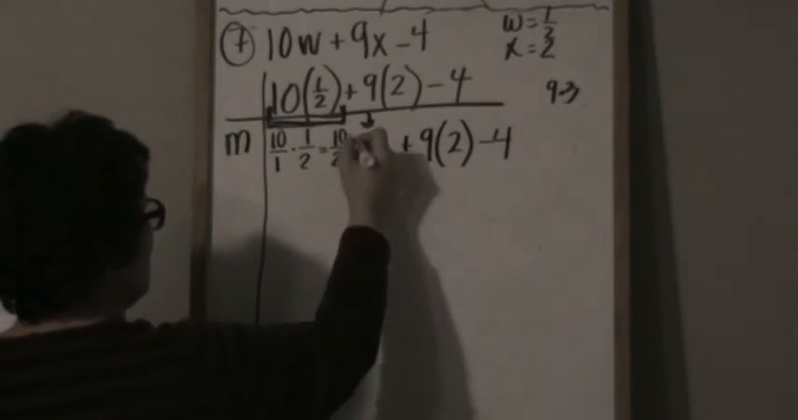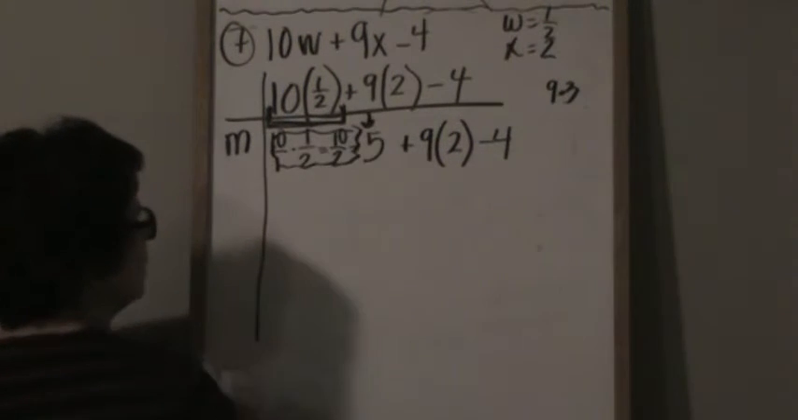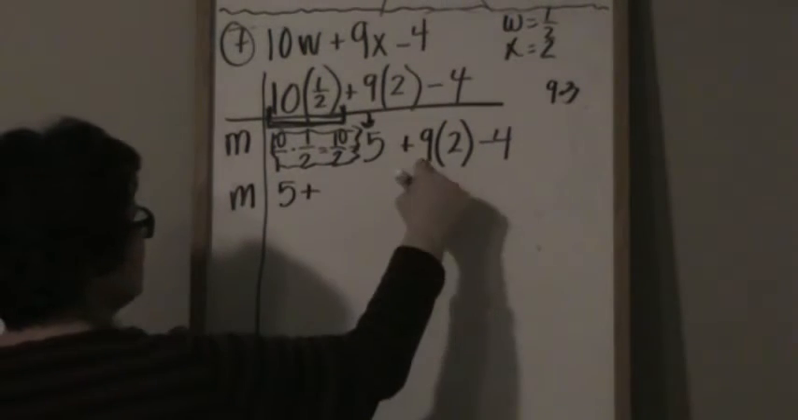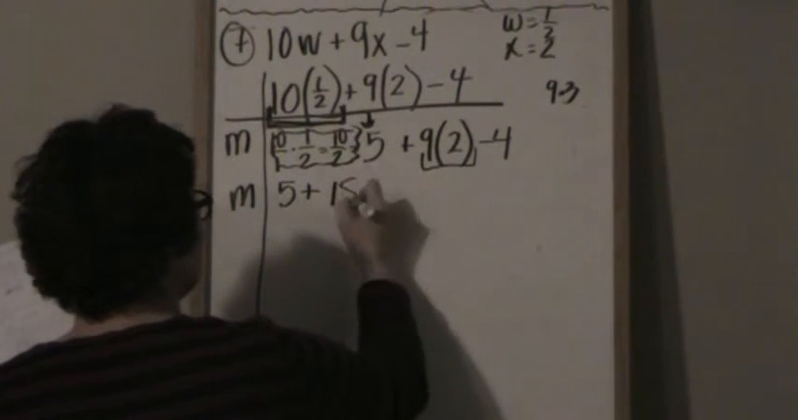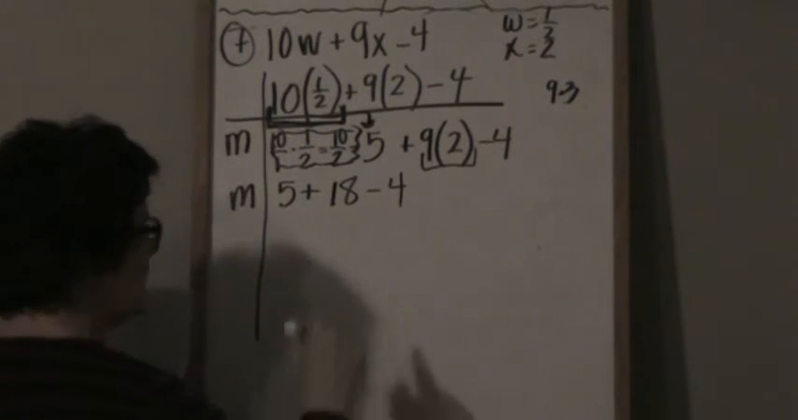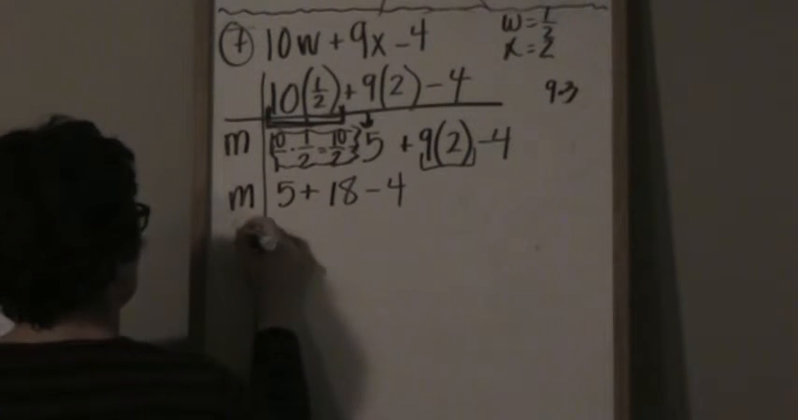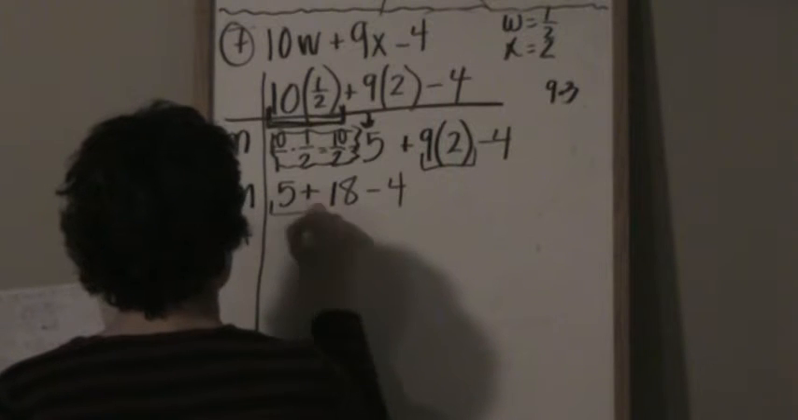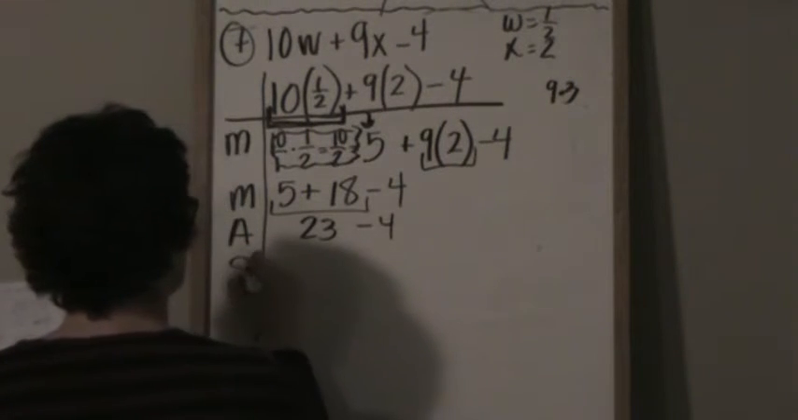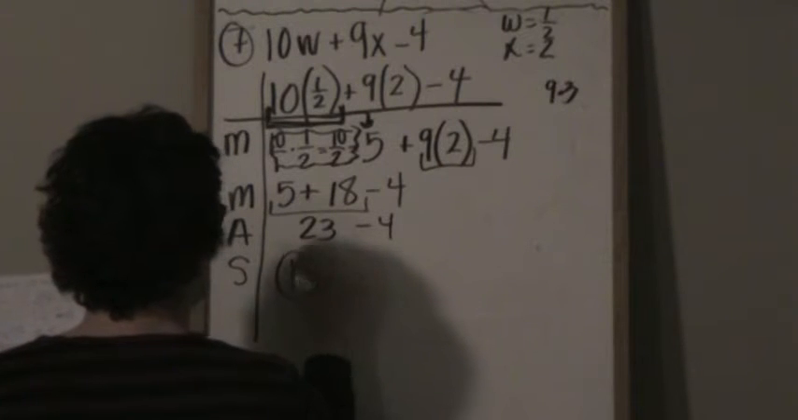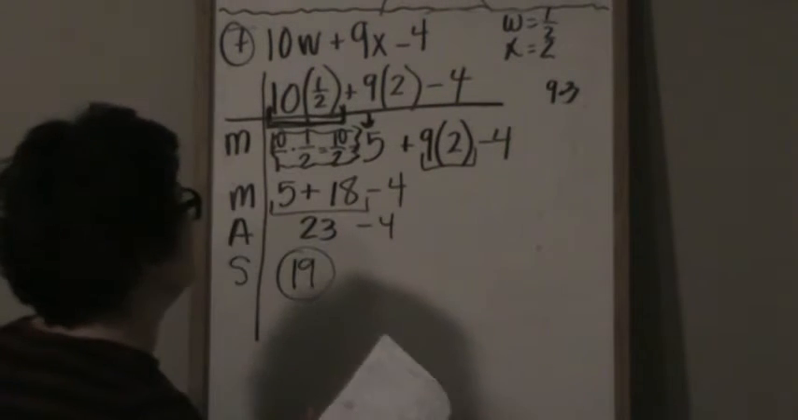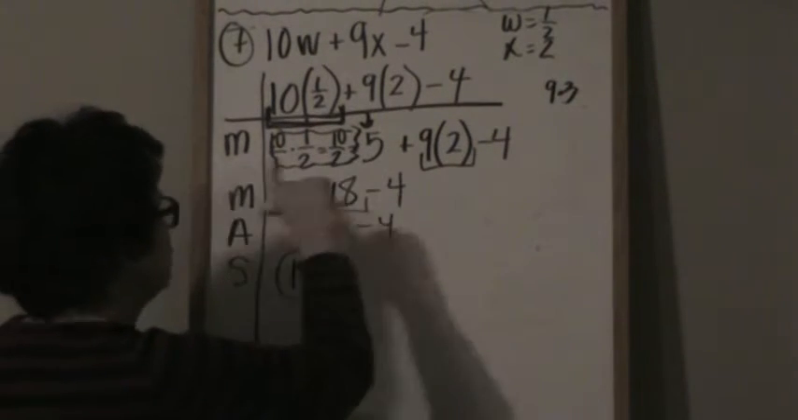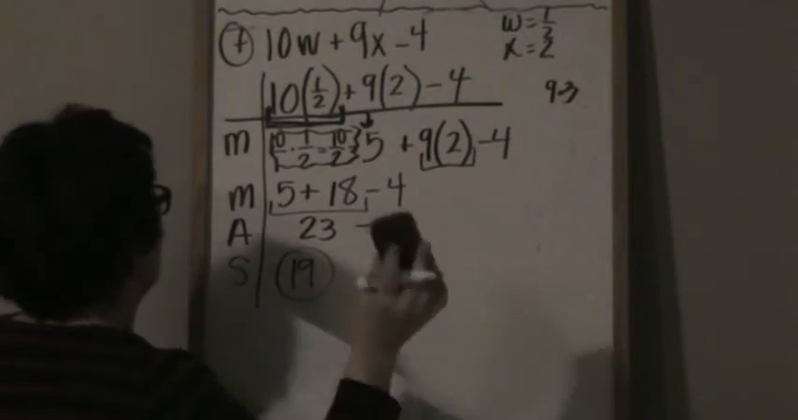Okay, this was all kind of just to get to that 5. All right, now I'm going to multiply my 9 times 2. 5 plus 9 times 2 is 18 minus 4. Now I'm going to add and subtract from left to right. I'm going to add first. 5 plus 18 is 23 minus 4. And I'm going to subtract, and my answer is 19. Okay, see that fraction wasn't so bad in there. Remember, when you multiply fractions, you multiply straight across the numerator, straight across the denominator. Okay?